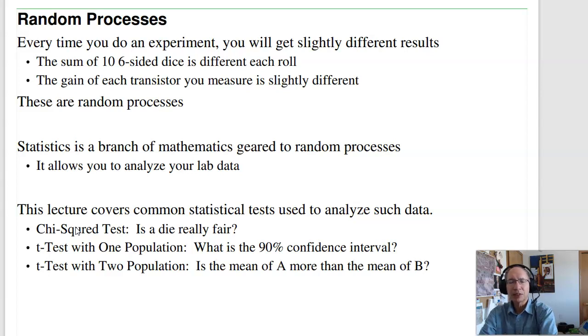This lecture covers three types of tests. One is a chi-square test. That's testing whether something like a die is really fair. It's a test of a distribution. We'll also look at a t-test with one population. If I just have one set of data and I collect one more data point, what range can I expect that data to fall in? Or what's the probability that my next data point, like the next transistor that I take out of a bin, will have a gain greater than some threshold? And finally, a t-test with two populations, such as if I have two batteries, brand A and brand B, which one's better?